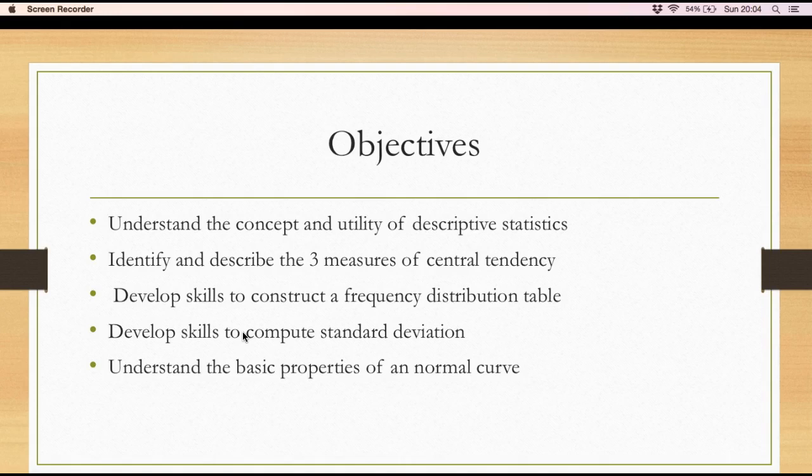The learning objectives are as follows. Understand the concept and utility of descriptive statistics. Identify and describe 3 measures of central tendency. Develop the skills to construct a frequency distribution table. Develop skills to compute standard deviation. And understand the basic properties of a normal curve.